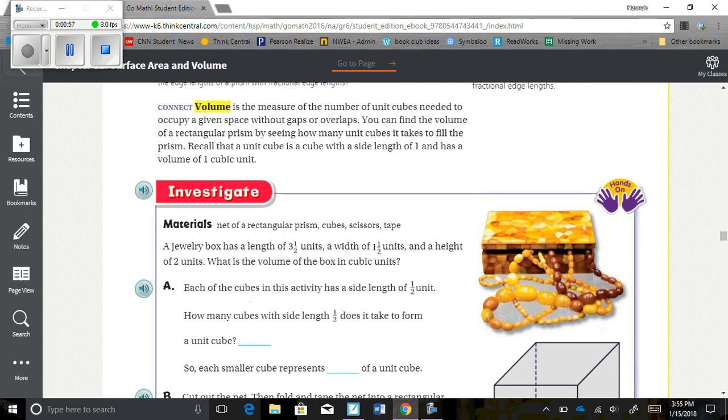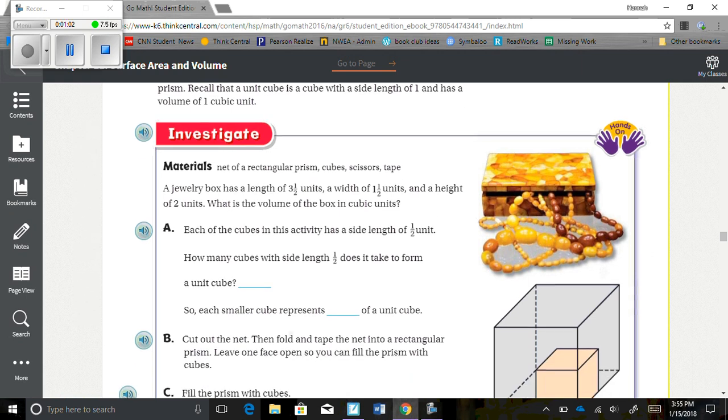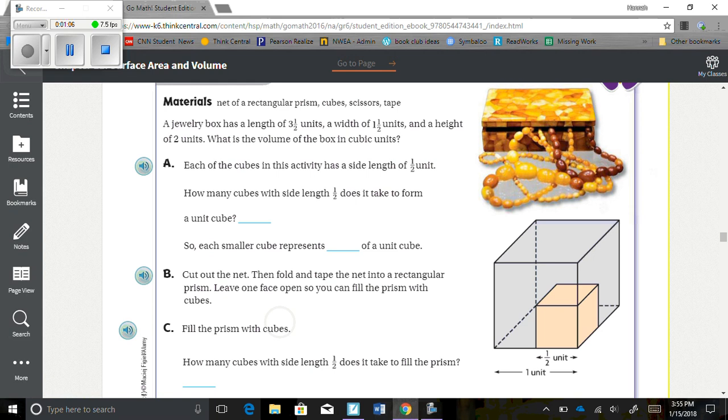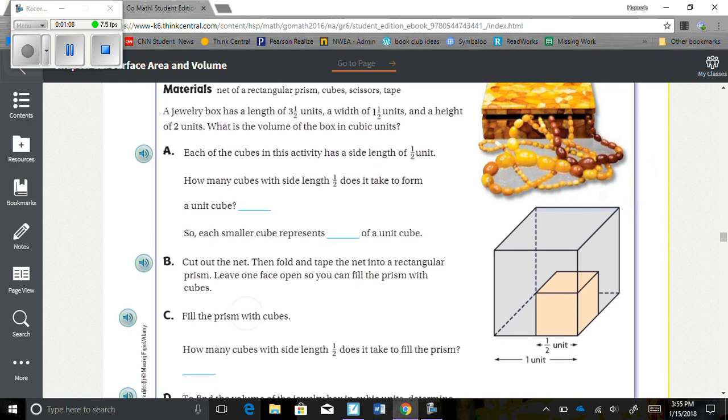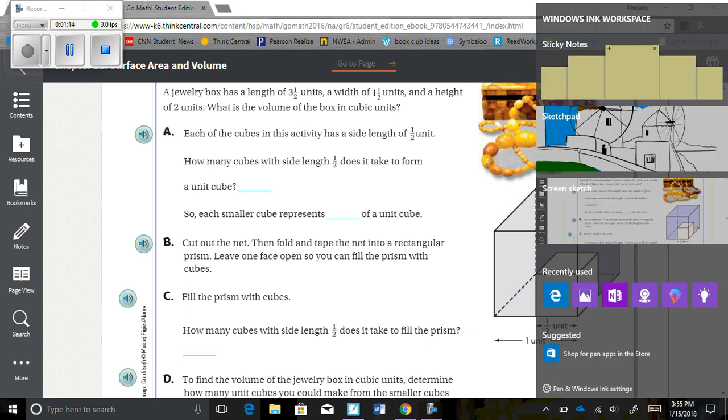So we've used unit cubes a lot when we don't have a given measurement for the side length. We just use it in units. A jewelry box has a length of 3 1/2 units, a width of 1 1/2 units, and a height of 2 units. What is the volume of the box in cubic units?